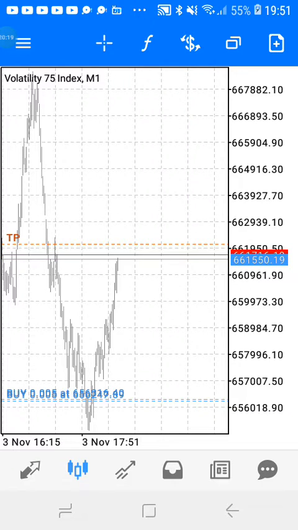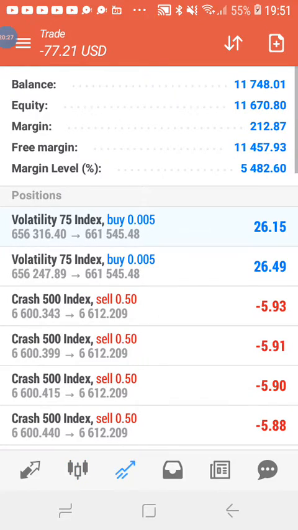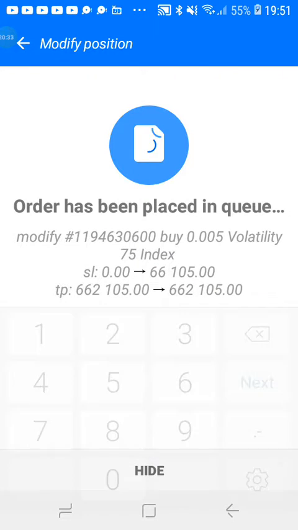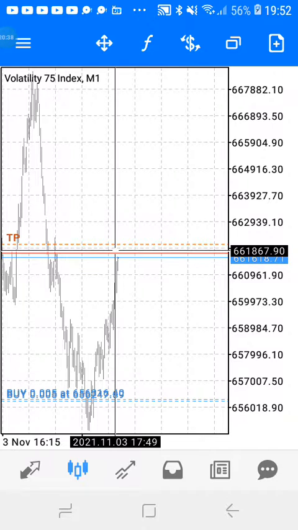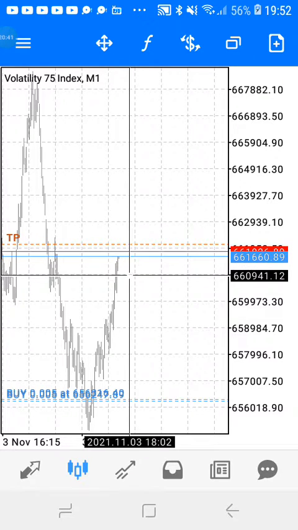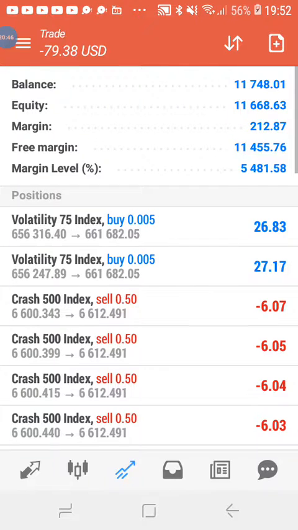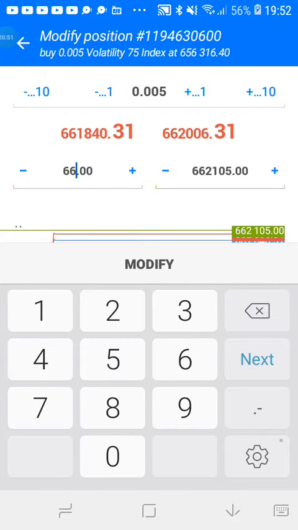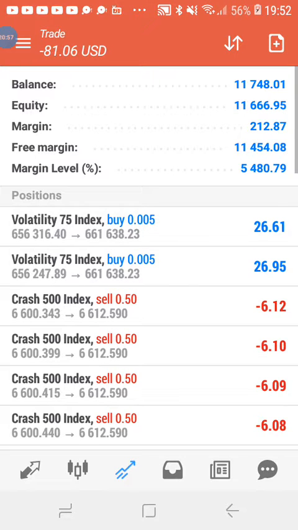Let me look for something else. 66 1105. Let me go for 66105 mode 5. There. No, it's not there. Let me see what I'm doing wrong here. 660961. 660961. Let's try this. 660961. So you keep on adjusting.